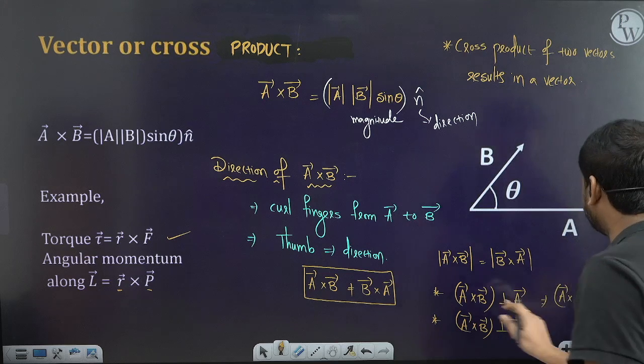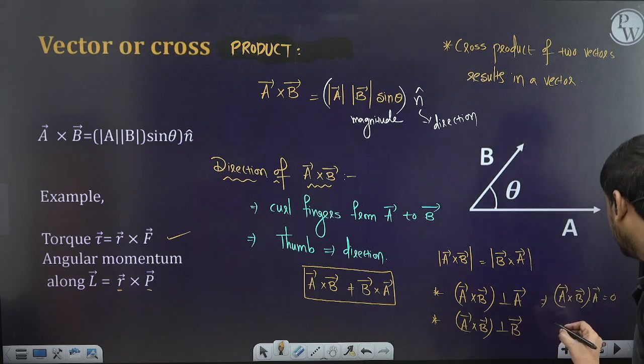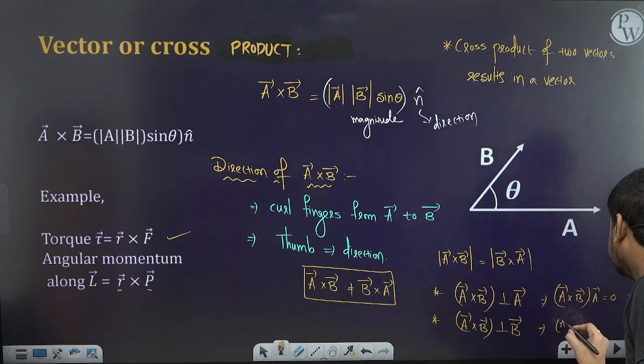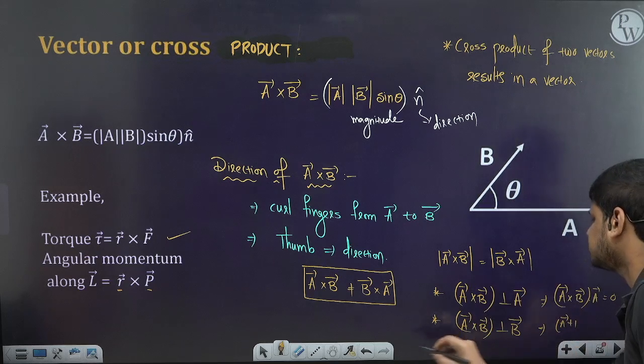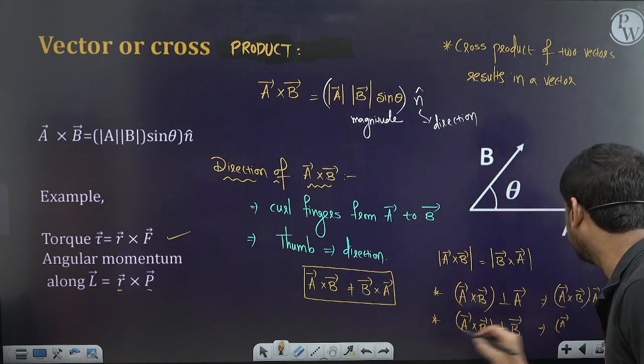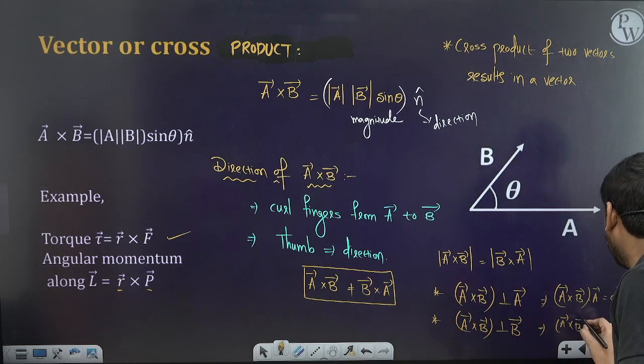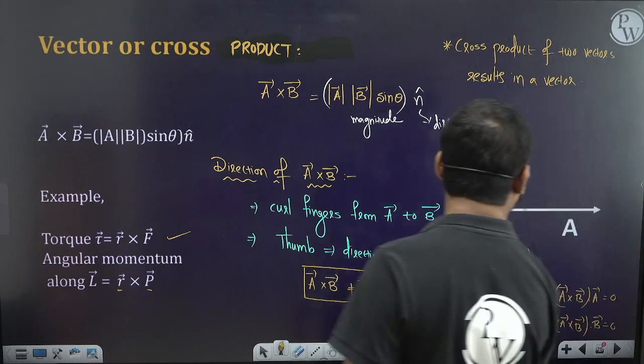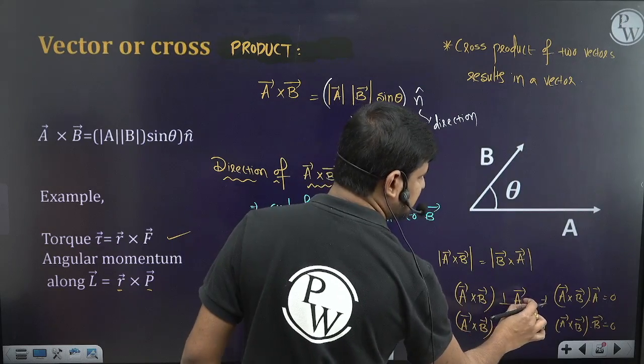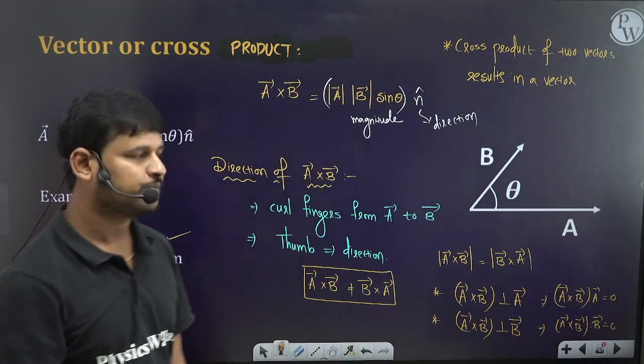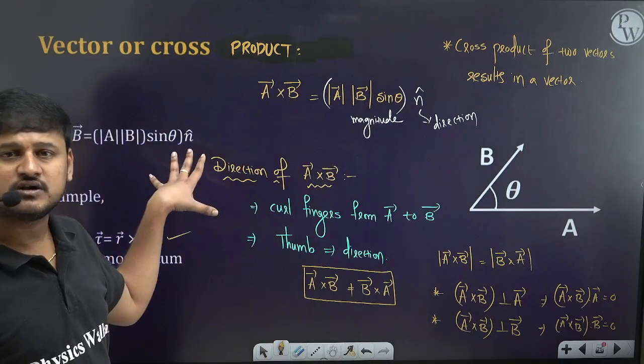The dot product of two perpendicular vectors is 0. And here also, A cross B dot B is also 0, since they are two perpendicular vectors. This is one vector and this is one vector, and their dot product is 0. Understood about the cross product, guys?